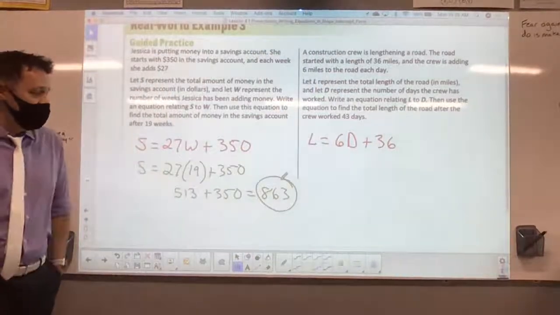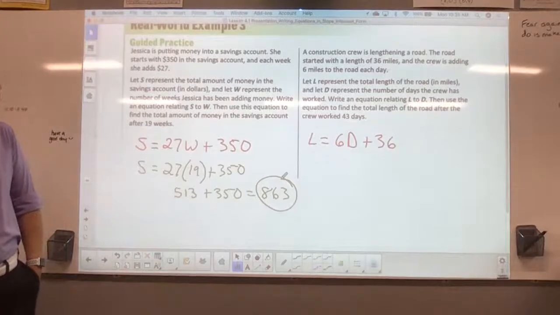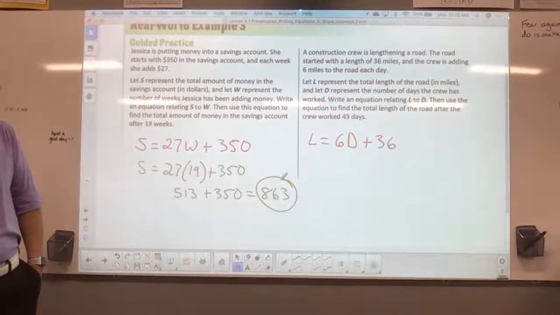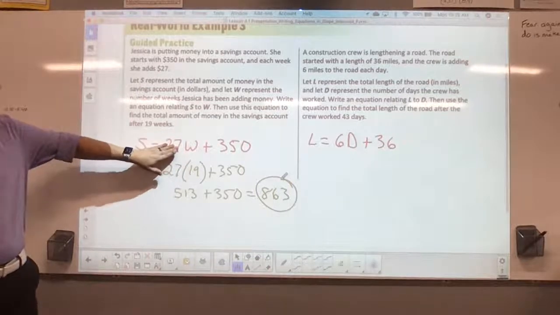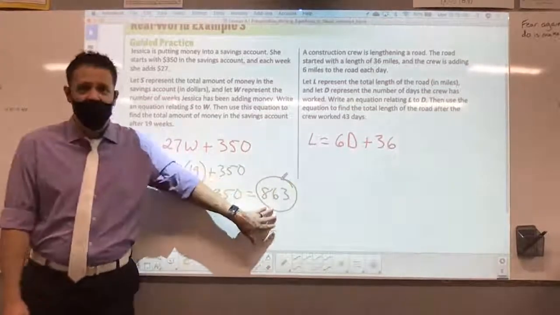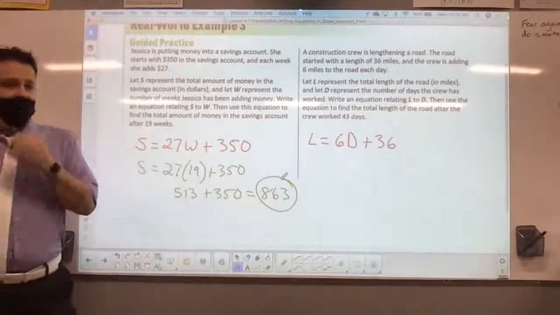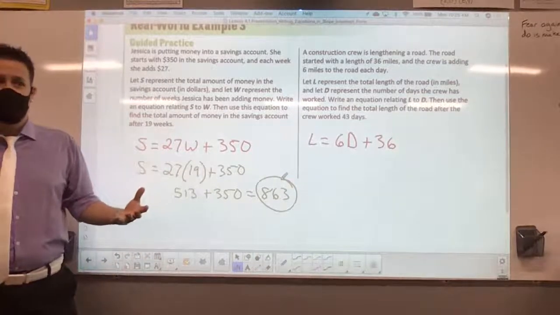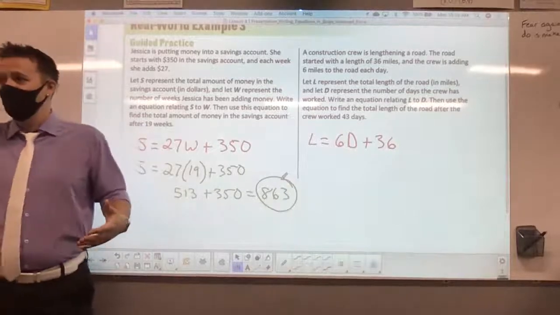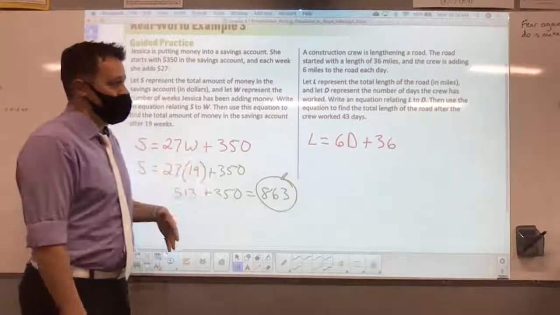That first one should be $863. So start with $350, $27 a week. After 19 weeks, how much would you have saved up? Will you guys use this formula? No, but if you want to build a savings plan and you have an end game, guess what you have to do? This is the kind of operation you have to do.